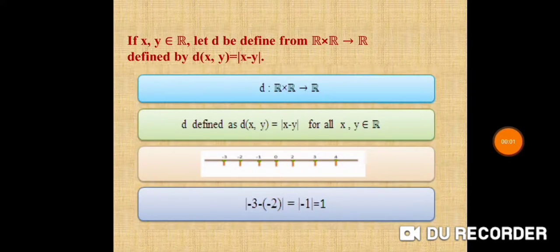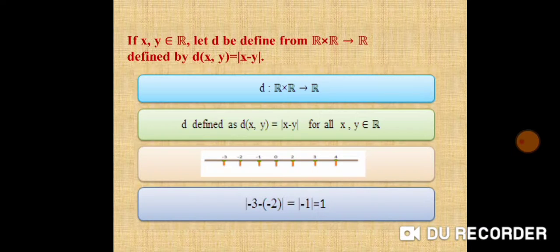If x, y belongs to R, let d be defined from R cross R to R, defined by d of (x, y) equal to modulus of x minus y. Given d is a function from R cross R to R, d defined as d of (x, y) equal to modulus of x minus y for all x, y belongs to R.